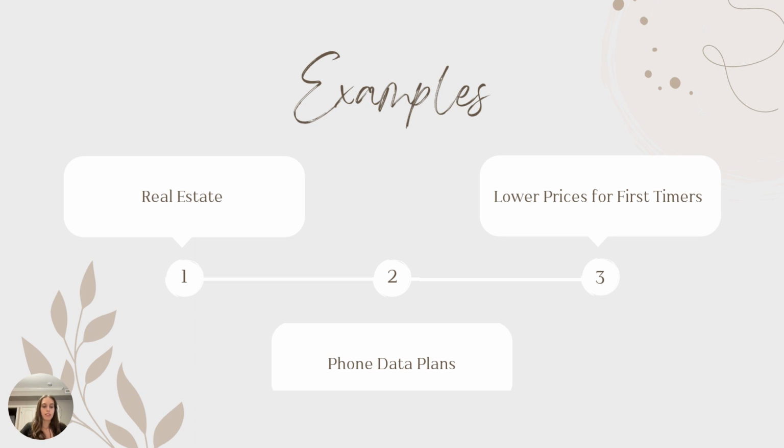An example of second degree could be phone data plans. The more data you get, the more you pay in total, but the price per gigabyte of data goes down slightly. An example of third degree price discrimination could be lower prices for first time customers or consumers. This makes it more attractive to potentially more price sensitive customers, while charging more loyal or returning customers higher prices.